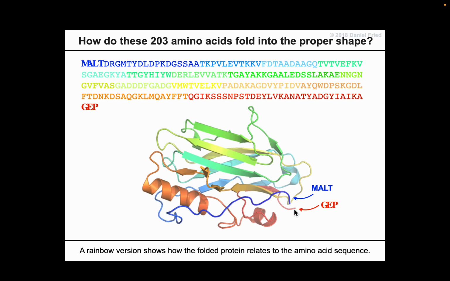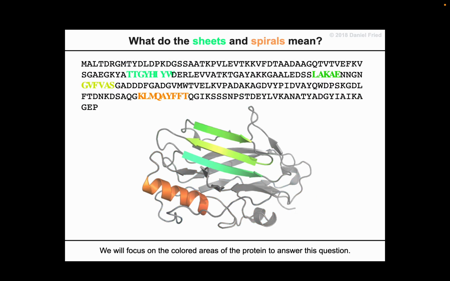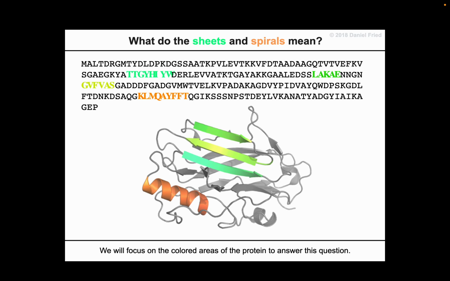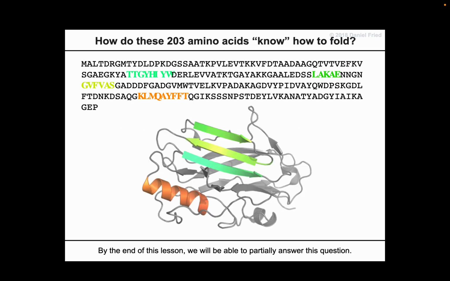A rainbow version shows how the protein relates to the amino acid sequence. Now you might have noticed that the beginning MAAL and the end GAP are together. This is very, very common for a lot of proteins. So just so you know, this is common for most proteins. We'll focus on the colored areas of the protein to answer this question. What do the sheets and spirals mean? Now, these look pretty fun, but they're not just some tangly fun. It's really important. By the end of the lesson, we'll be able to partially answer this question.